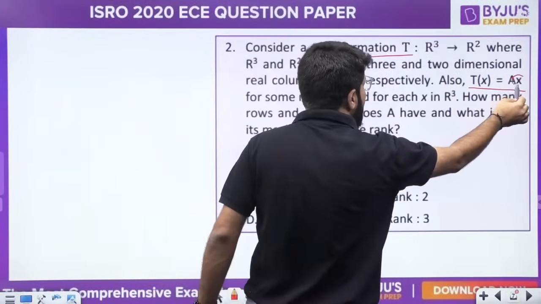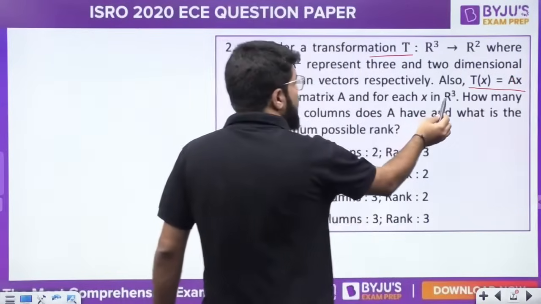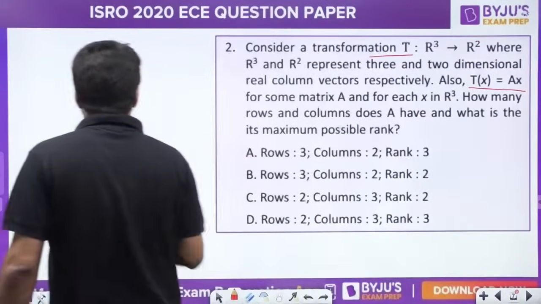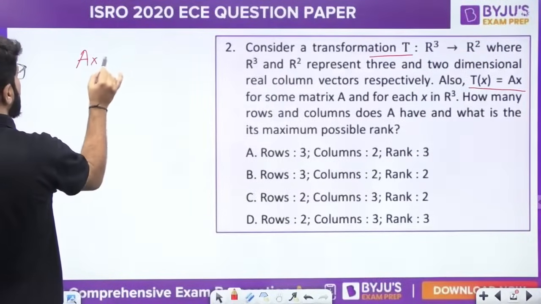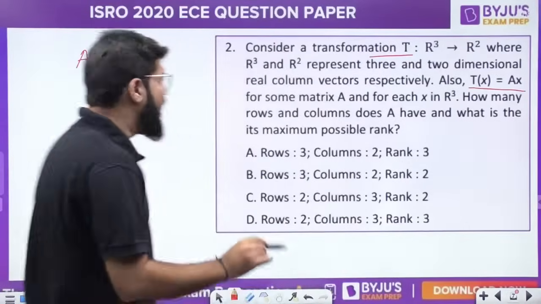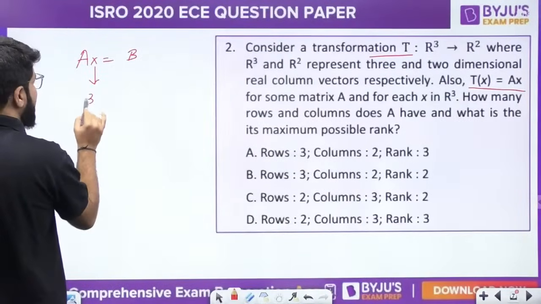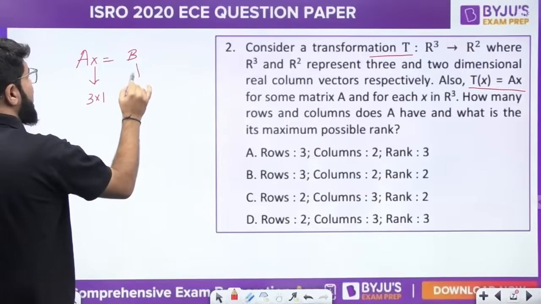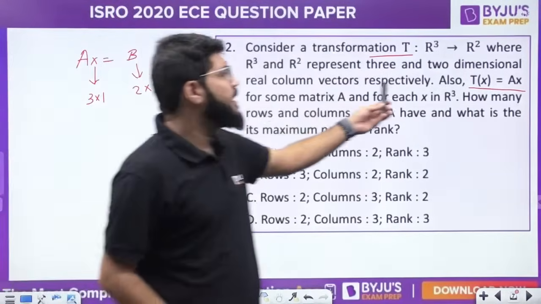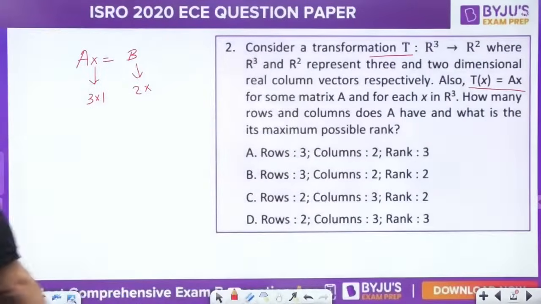It is going to take an input x which is in R cube, and it is going to return an output which is in R2. Let us write down the output as B. What does it mean? That the input x is in R3, that is a column vector of 3 cross 1, and output is in R2. R2 means it is a real column vector, which will be 2 dimensional, that is 2 cross 1.